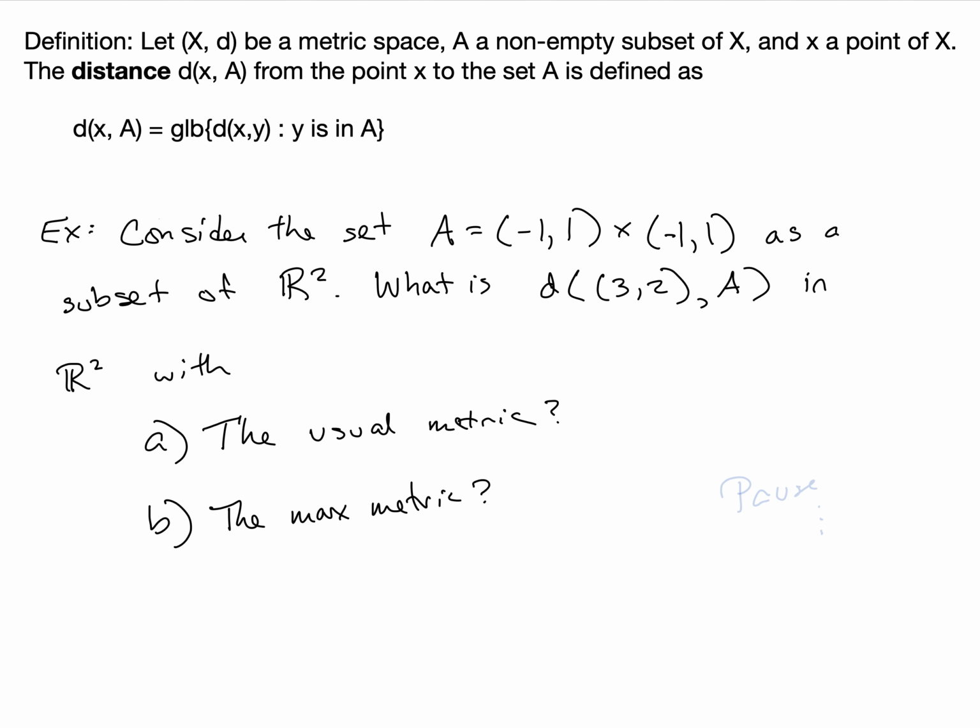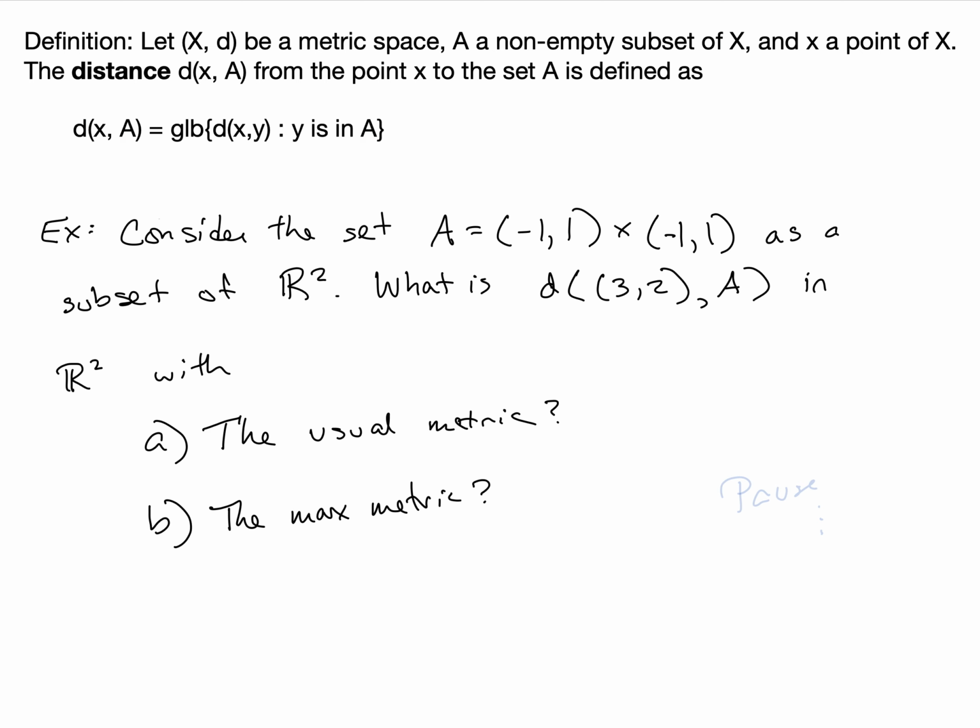Here's one more definition for this section. Let (X, d) be a metric space and let A be a non-empty subset of X. Let x be a point of X. Then the distance from the point x to the set A is defined to be the greatest lower bound of the distances between x and y such that y is an element of A.